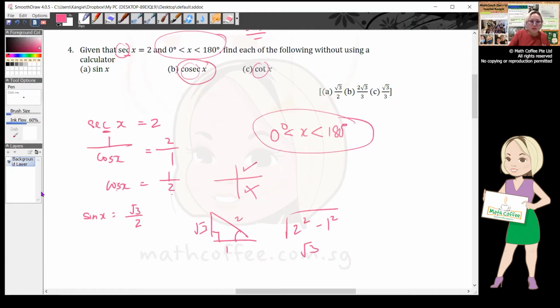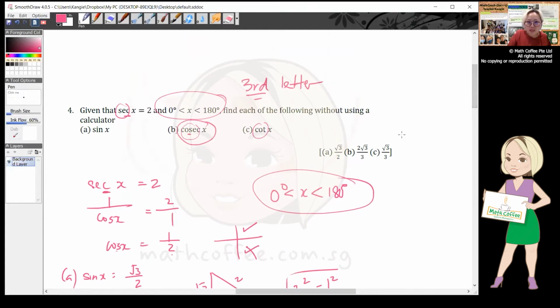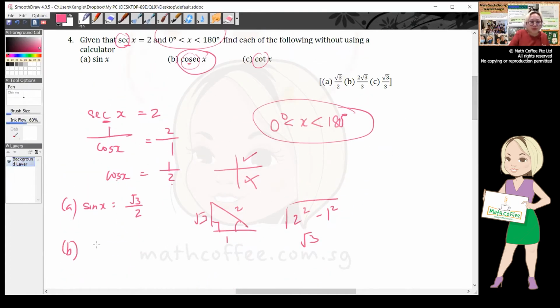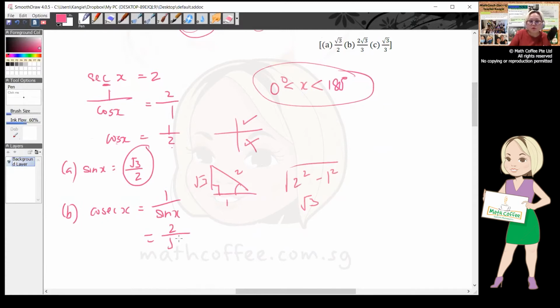Next, cosecant x. This is my part B. Remember my third letter? Look at the third letter, it is S. So we know that cosecant x is equal to 1 over sine x. And we have already our sine x over here, so it's just the reciprocal of this. So it's 2 over square root 3. And the denominator has a surd, right? So you need to rationalize it. So multiply by square root 3 over square root 3. So it becomes 2 square root 3 over 3. And this is my answer for part B.